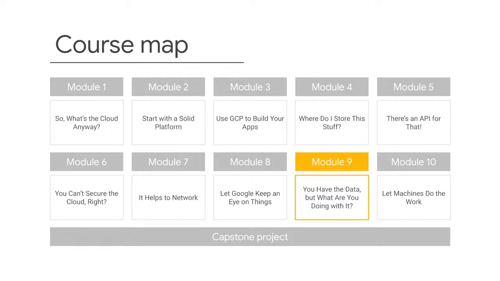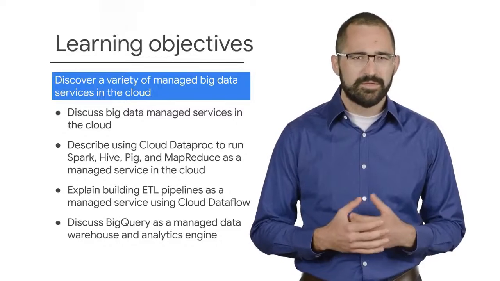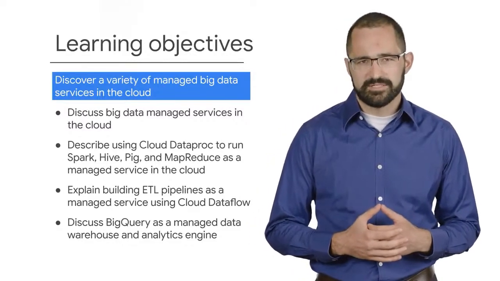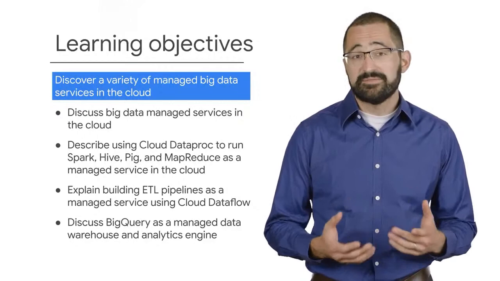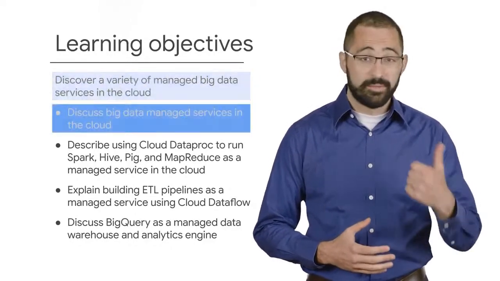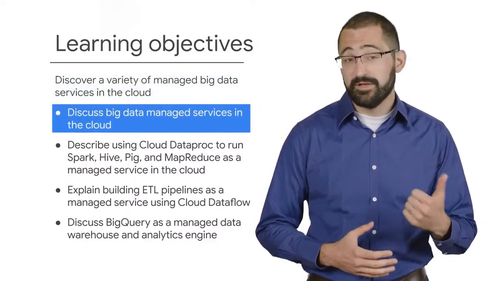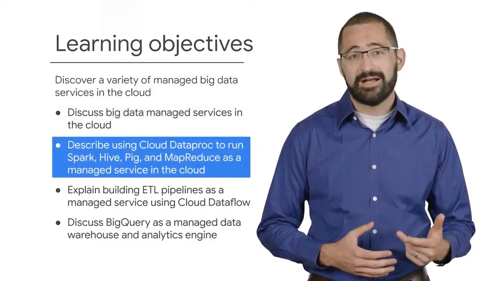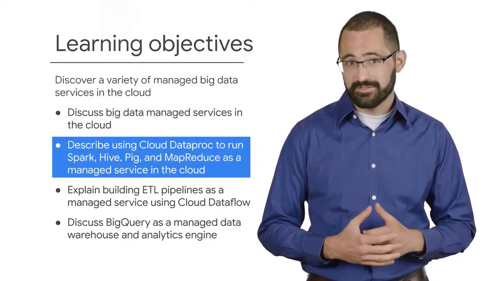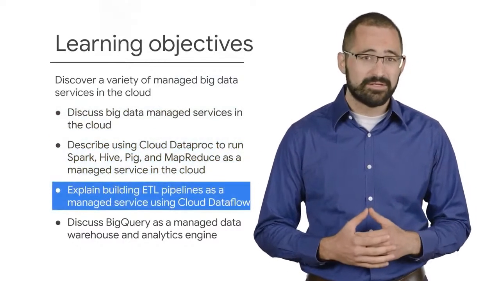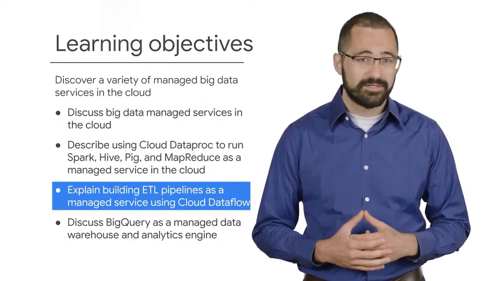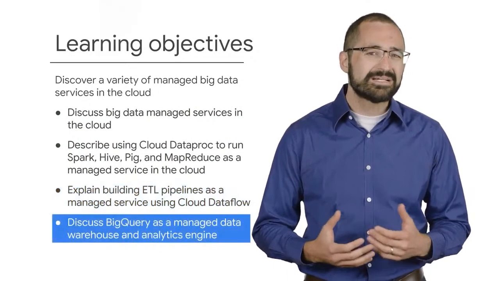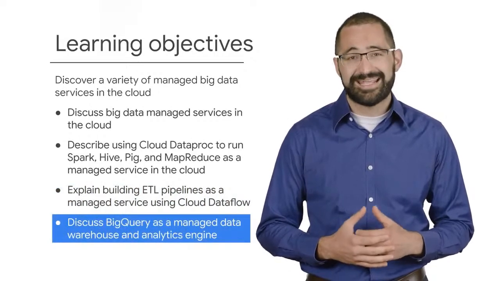In this module, you look at some of the managed services that Google offers to process your big data. The objective of this module is for you to discover a variety of managed big data services in the cloud. The specific learning objectives to achieve this include you being able to discuss big data managed services available in the cloud, describe the use of Cloud Dataproc to run Spark, Hive, Pig, and MapReduce as a managed service, explain the building of extract, transform, and load pipelines using Cloud Dataflow, and discuss BigQuery as a managed data warehouse and analytics engine.